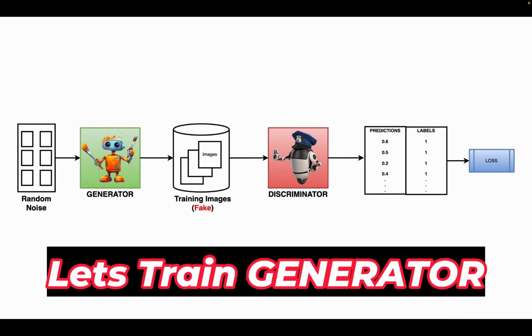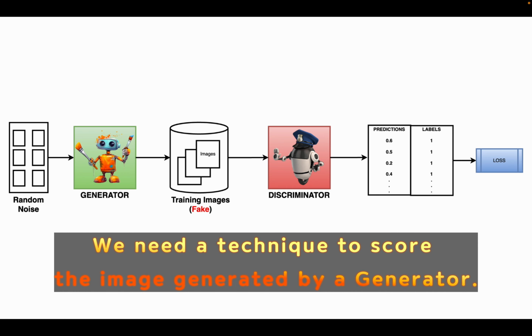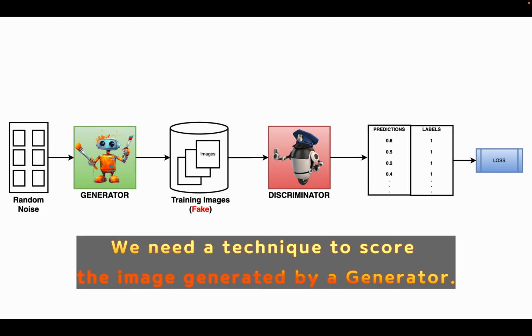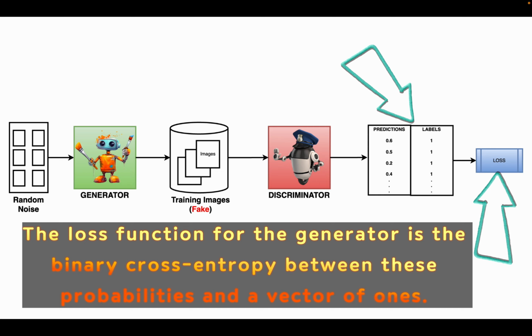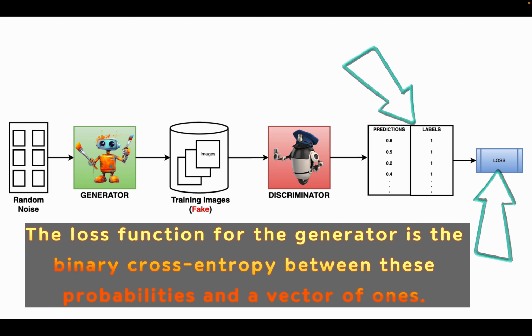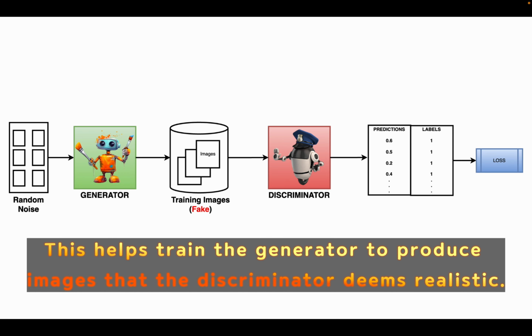Now let's move to the training process of a generator. Here the most important point is we need a technique to score the image which is generated by this generator. Fortunately, we have the discriminator to get this score. Now by passing a batch of images through the discriminator, we can get scores for each and every image. The loss function for generator is binary cross entropy between these probabilities and a vector of ones. This helps to train the generator to produce images that the discriminator deems realistic.